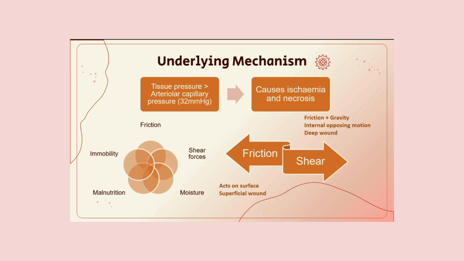One thing to note is that people use friction and shear forces interchangeably, but they are completely different. The friction acts on the surface, whereas the shear forces act deep. For example, if a patient is lying supine with a head elevation of 30 degrees, the bed sheet causes friction on his skin. The shear force means that due to gravity he will be pulled down, whereas due to the bed sheet the friction will be acting in the slightly opposite direction to gravity. Due to these internal opposing forces, the shear forces act. The importance lies in that friction causes a superficial wound, whereas shear forces cause a deep wound.